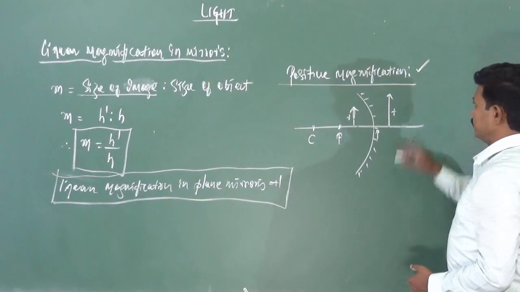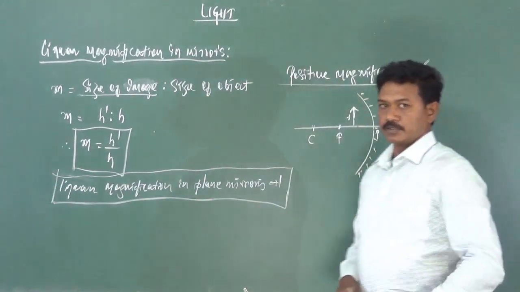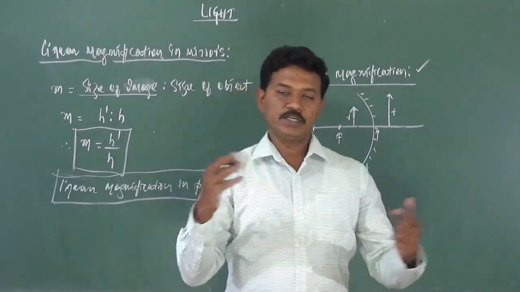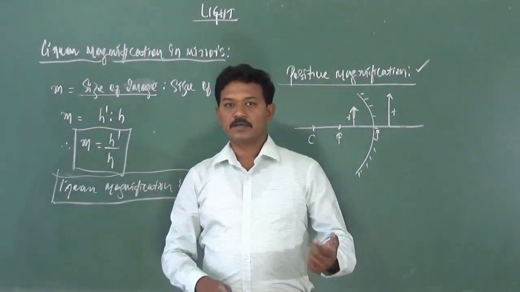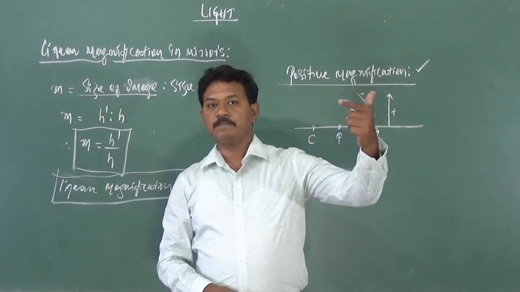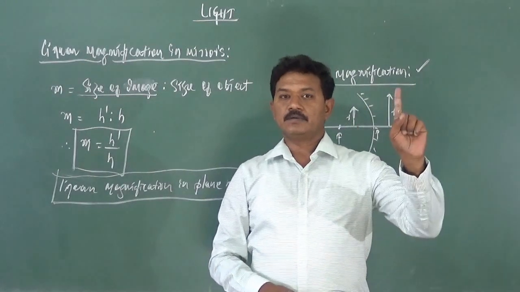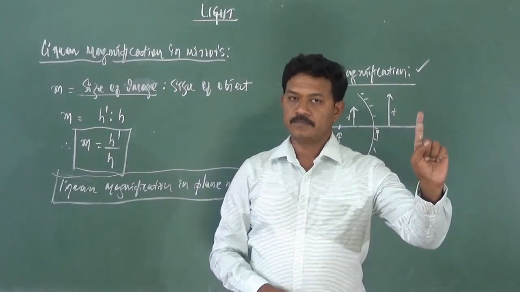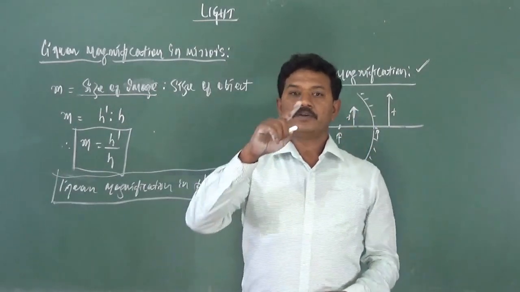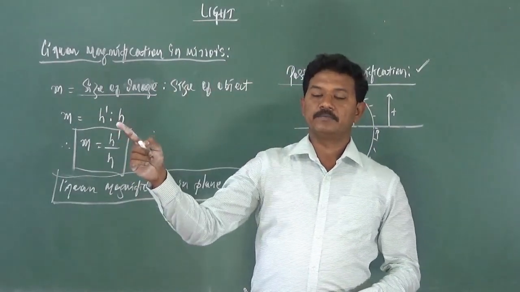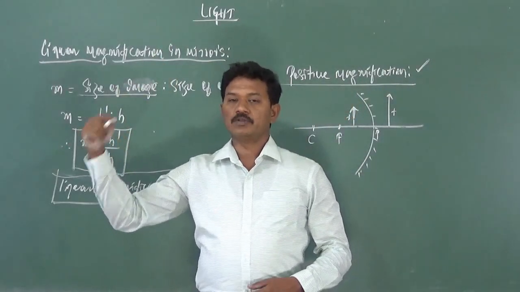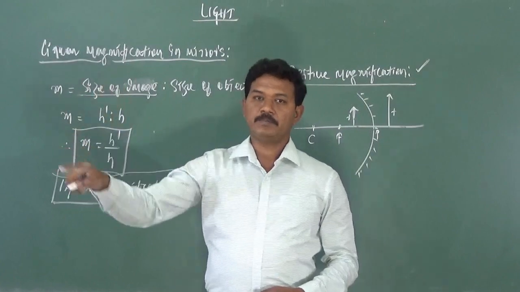So when do we say that magnification is positive? In the case of any mirror, we cannot keep the object below the principal axis. The object is always kept above the principal axis. So that will become positive. That is, anything we measure above the principal axis is positive. When you get the image of that particular object, and that image also is placed above the principal axis, then that will also be positive.